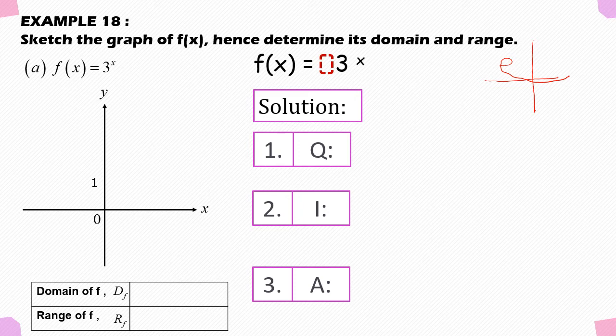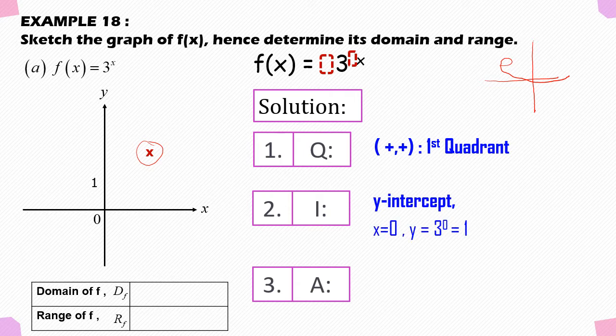So first step, we need to identify the quadrant. By looking at the coefficient in front of the exponential function, here we get a positive value of y. And by looking at the coefficient of x, here we get a positive value of x. So our conclusion is the graph must start at the first quadrant, since the value of x and the value of y are positive.